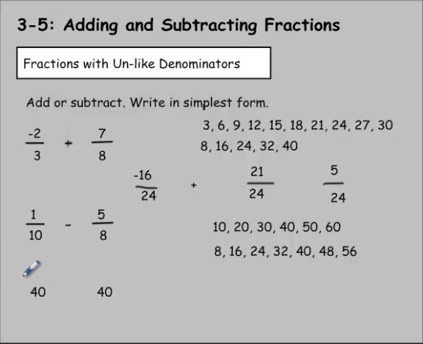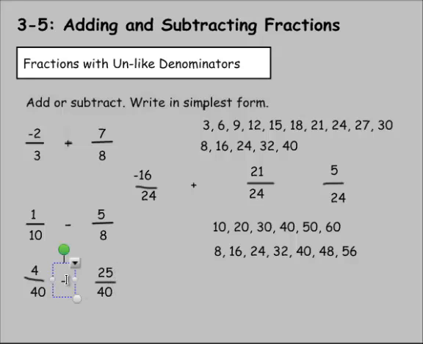What did we multiply the 10 by to get to 40? We multiplied that times 4. So we multiply the 1 times 4, which would give us 4. What did we multiply the 8 to get to 40? Well, we did that times 5. So we'll do the 5 times 5, and that would give us 25. Make that a fraction. And then looks like we're subtracting here. So we have 4 over 40 minus 25 over 40.